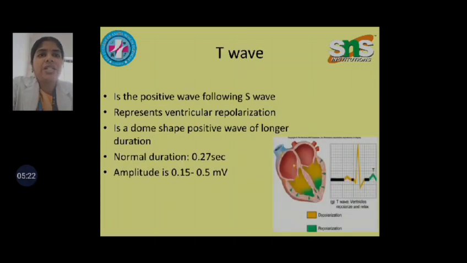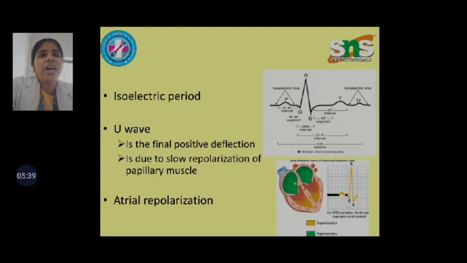The T wave is a positive wave following the S wave and represents ventricular repolarization. It is a dome-shaped positive wave of longer duration. Duration is about 0.27 second. Amplitude is about 0.15 to 0.55 millivolt. And finally, after the isoelectric period, the U wave is the final positive deflection. It is due to slow repolarization of the papillary muscles.